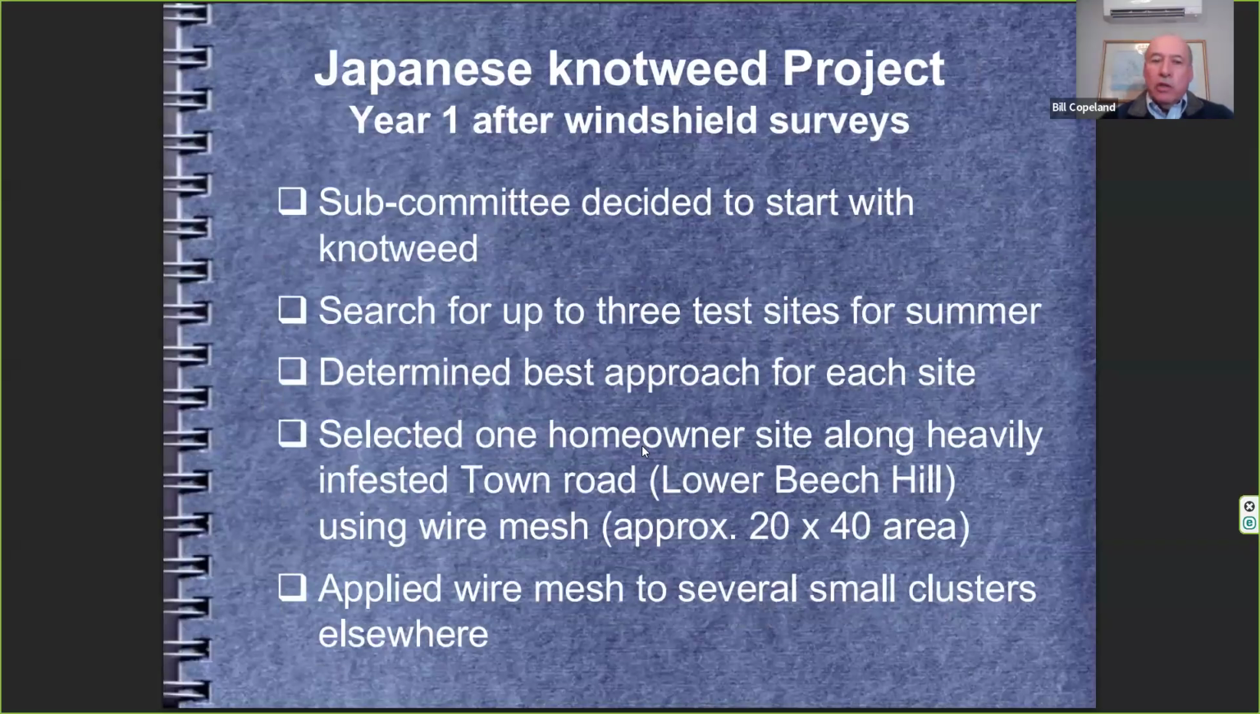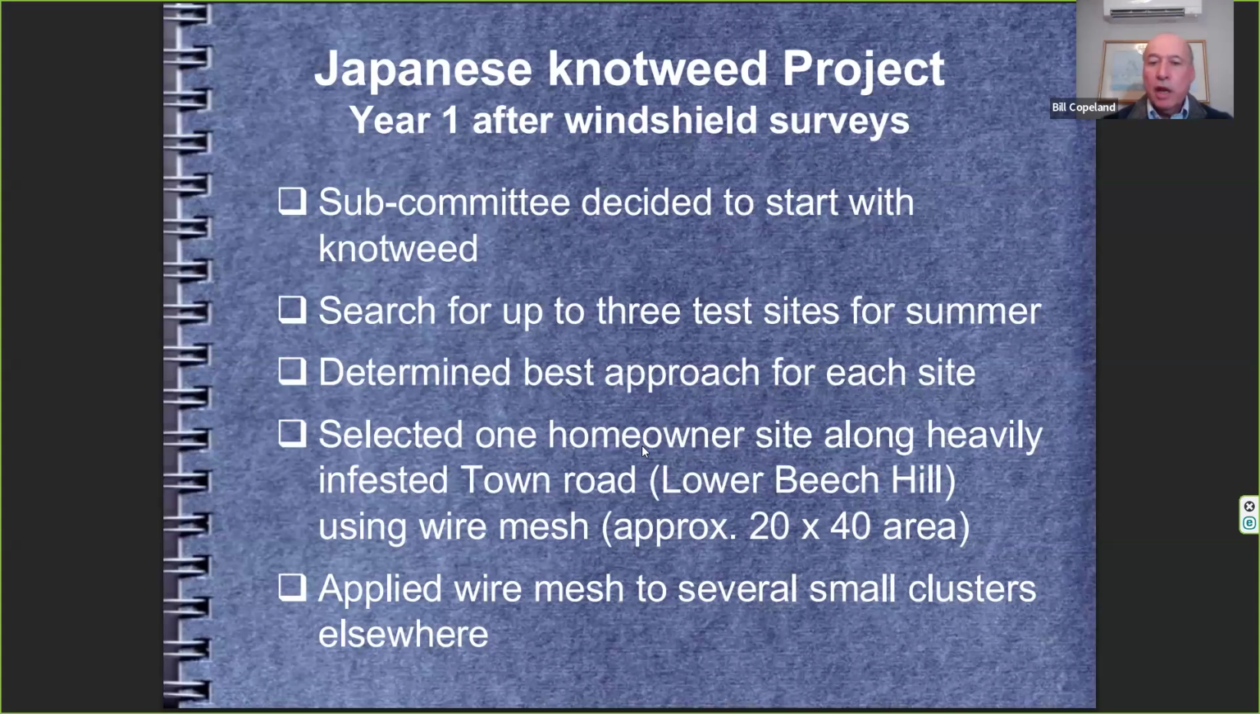So after our windshield surveys, what our process was that we decided to start with the knotweed. We searched the town for about 3 test sites, and we wanted to start that in the summer. We determined the best approach for each site. As I said, we ran into issues with trying to find enough wood chips and things like that. So we decided to start with the mesh method and really become experts in that particular approach.